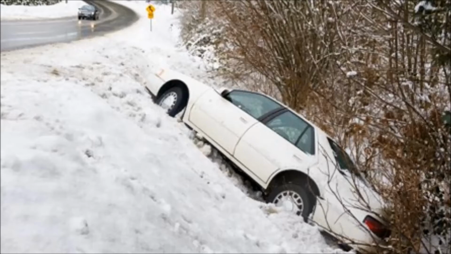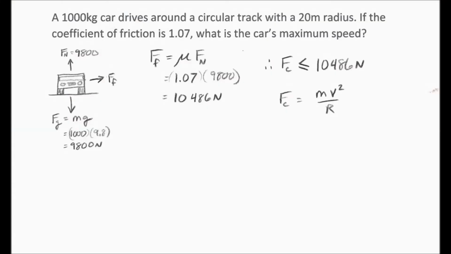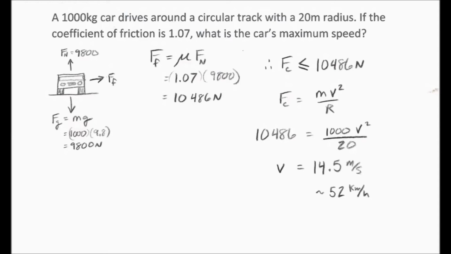So if we set our centripetal force equal to that value, that gives us the maximum possible speed that the car can have, and still friction would be able to apply that amount of force to get it to travel around at that speed. So our centripetal force is mv squared over r, and it is equal to the friction force. We set that equal to 1,000 v squared over 20, where 20 is our radius. Solve for v, and we get 14.5 meters per second, or approximately 52 kilometers per hour. And don't forget, we need a little therefore statement at the end.